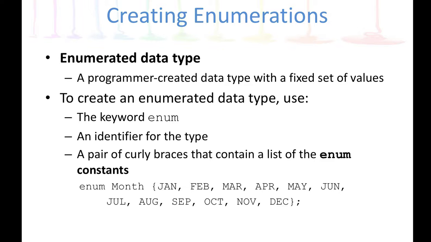Enumerated data type. It creates a data type within a fixed set of values. So to create an enumerated data type use a keyword enum, an identifier for the type, a pair of curly braces that contains a list of the enum constants. So in this case, it's saying enum Month. And it gives you January all the way to December. We could do something else. We could say enum DaysOfTheWeek. And then we'd have Sunday all the way to Saturday. So hopefully that makes sense.